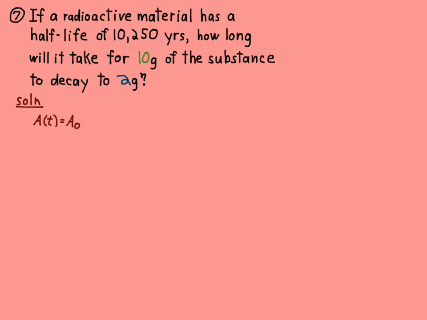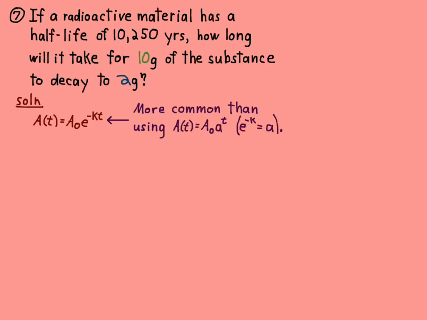So we did these before with a base B or base A. Here we're going to use a base e just to show you a different way to do this. On your homework, you can do it either way. So A of t equals A sub naught e to the minus kt. The minus is because it's decay. The k is a positive constant.